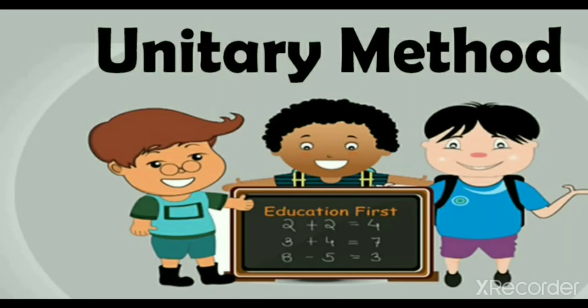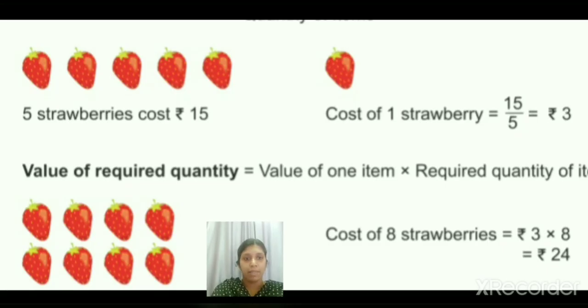The next concept we are going to discuss is unitary method. I will explain what unitary method is with the help of an example. Now look at this example. 5 strawberries cost rupees 15. It is given that 5 strawberries cost 15 rupees. Now the question is we have to find the cost of 8 strawberries.